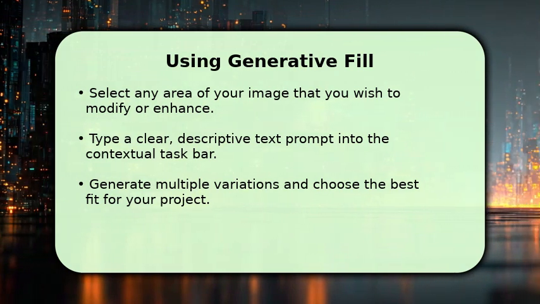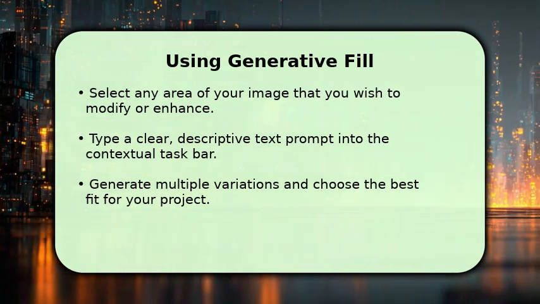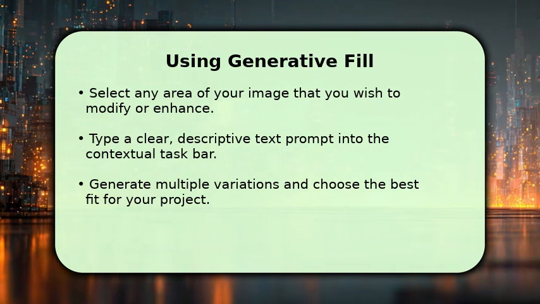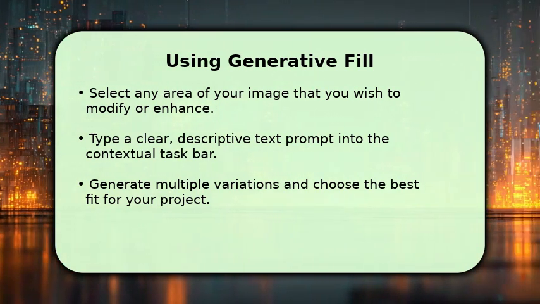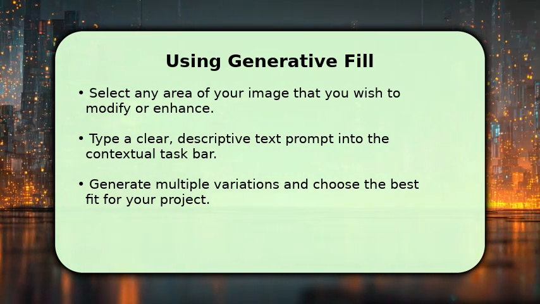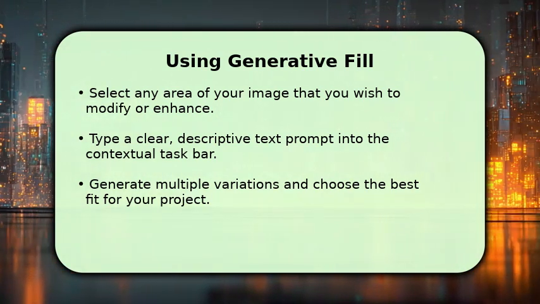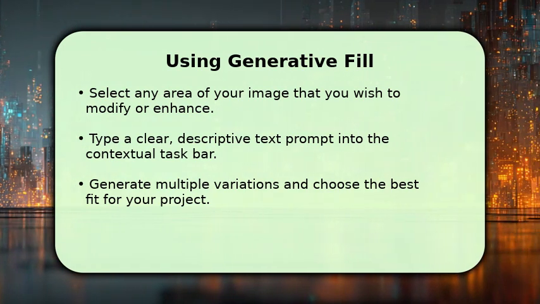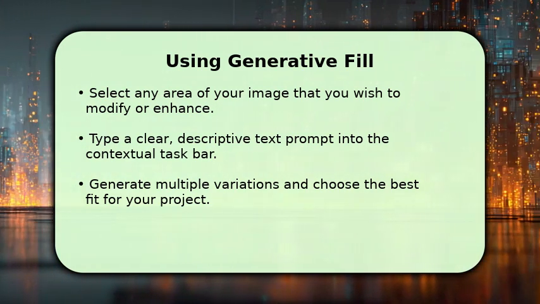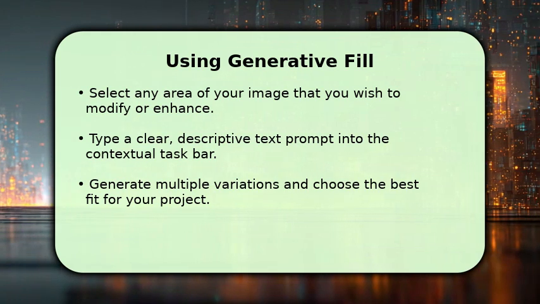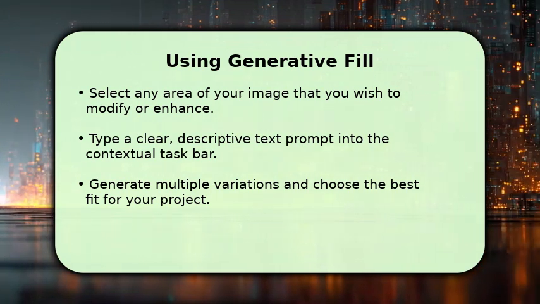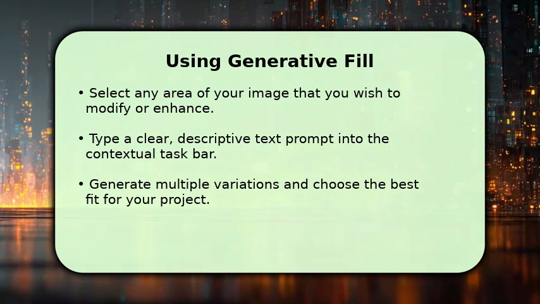Simply make a selection using any of Photoshop's selection tools, perhaps selecting an empty space or an object you want to alter. Then, type your desired prompt into the contextual taskbar that appears. For example, you might type "lush green forest" to fill a background or "remove reflections" to clean an object. Photoshop will then generate 3 options for you to review, allowing you to pick the perfect result.